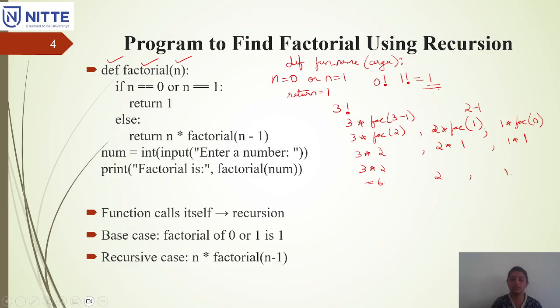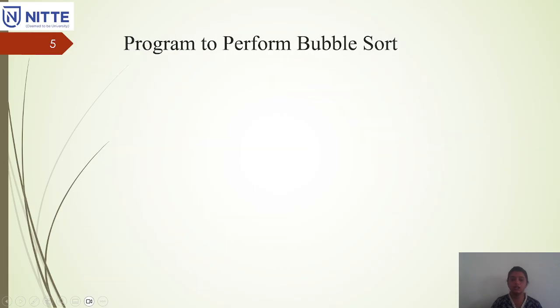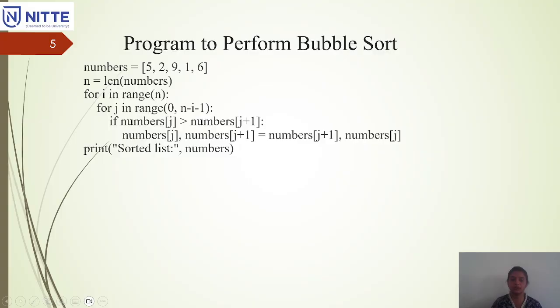Recursive case, n into factorial of n minus 1 as per the formula. For example, as you can see here, 5 factorial, 5 into 4 into 3 into 2 into 1 gets multiplied. Let's try to understand the next program, which is a bubble sort program.